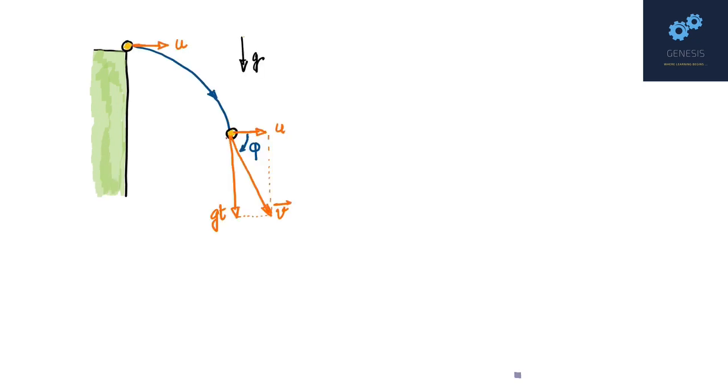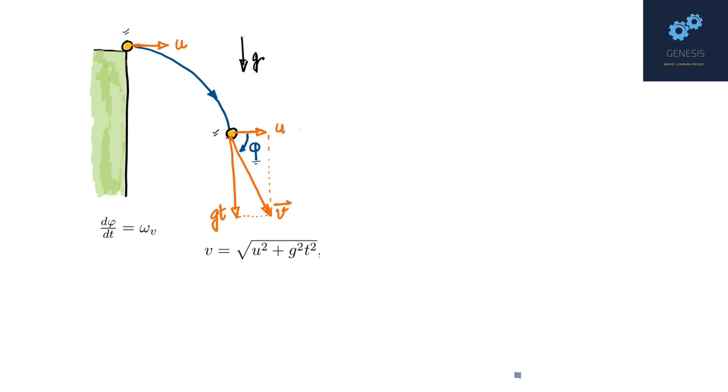The figure shows the situation at time t. The stone was thrown from this position and now it is at this position. Its horizontal velocity has remained u, whereas it has gained a vertical velocity gt. Suppose the angle that the velocity vector makes with the horizontal is phi. The speed at this instant will be the magnitude of velocity, which is obviously root under u square plus g square t square.